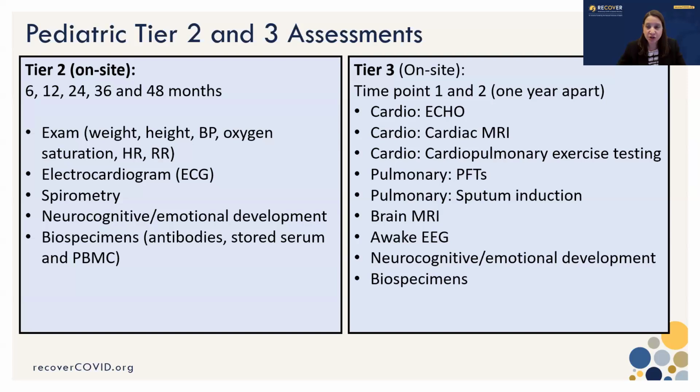Our Tier 3, which are the more intensive tests in the subgroup, include assessments of cardiopulmonary function using echocardiograms, cardiac MRIs, cardiopulmonary exercise testing, pulmonary function tests, sputum induction tests, as well as neurocognitive assessments that include brain MRI, EEG, more comprehensive neurocognitive and emotional developmental assessments, and additional biospecimens of other non-blood related specimens.